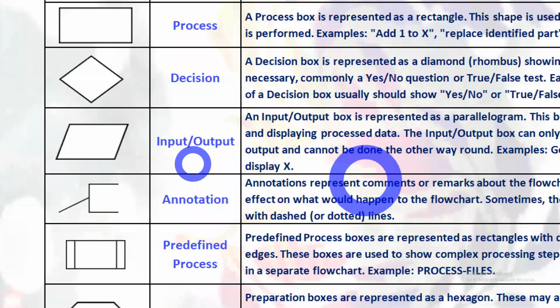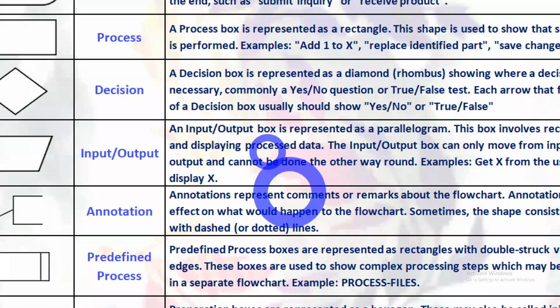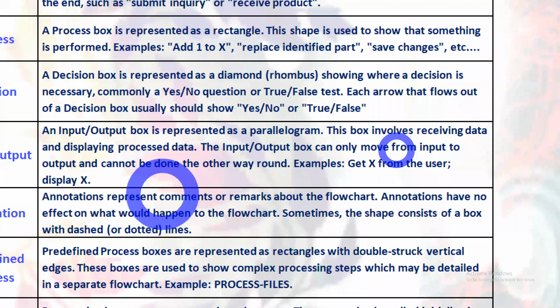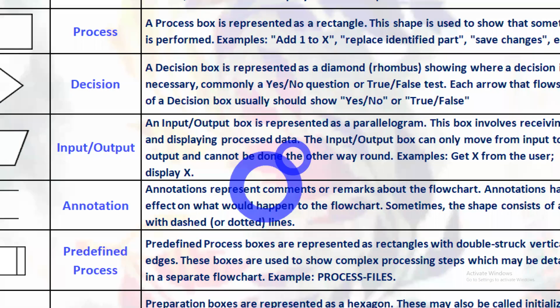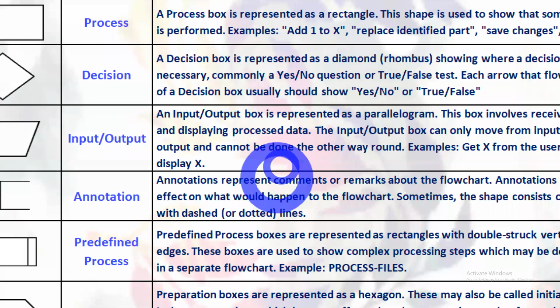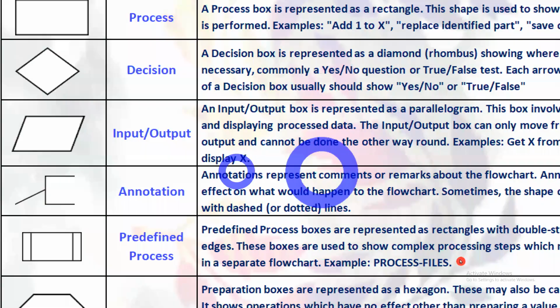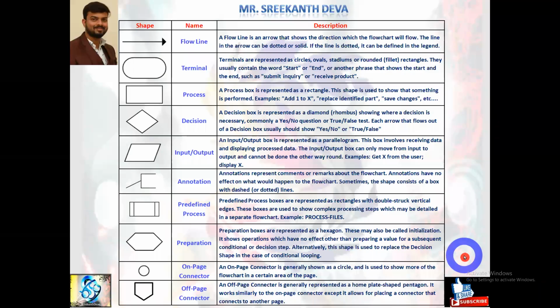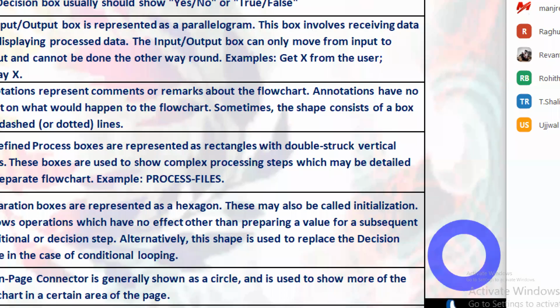Next, input or output is represented by this symbol. An input output box is represented as a parallelogram. This box involves receiving data and displaying processed data. The input output box can only move from input to output, and cannot be done the other way round. Examples like get X from the user, display X. This is the input and output representation.